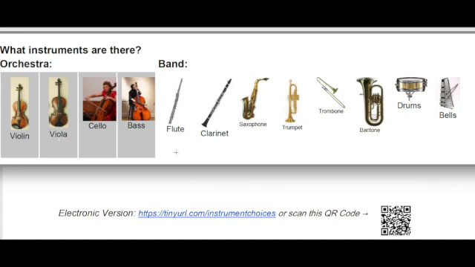Your band instrument choices include the flute, the clarinet, and the saxophone from the woodwind family, the trumpet, the trombone, and the baritone from the brass family. Notice all of those instruments you blow into or over to make music. And finally, percussion, only open to 5th grade students, are the drums, which you tap to play, and the bells.